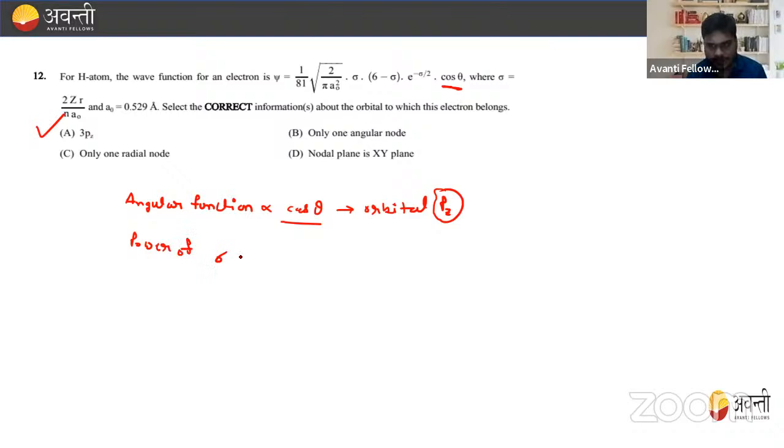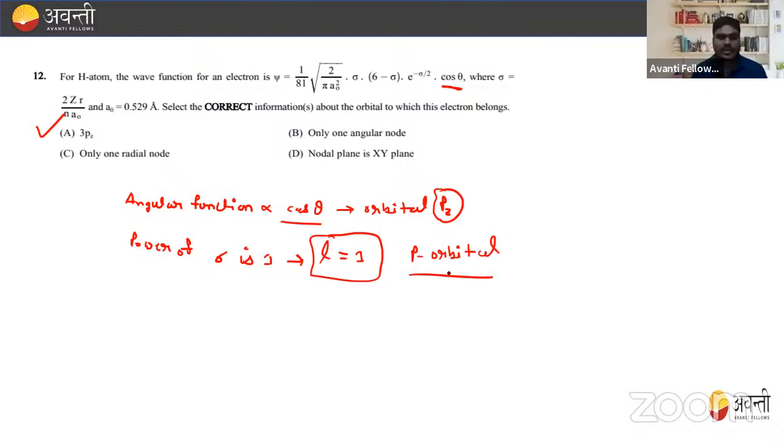Power of sigma is 1. So from this we can conclude L is equal to 1. So L is equal to 1 here. Or we say this is p orbital. So here the power of sigma is 1, or we say L is equal to 1. So we can say that this is a p orbital, right?